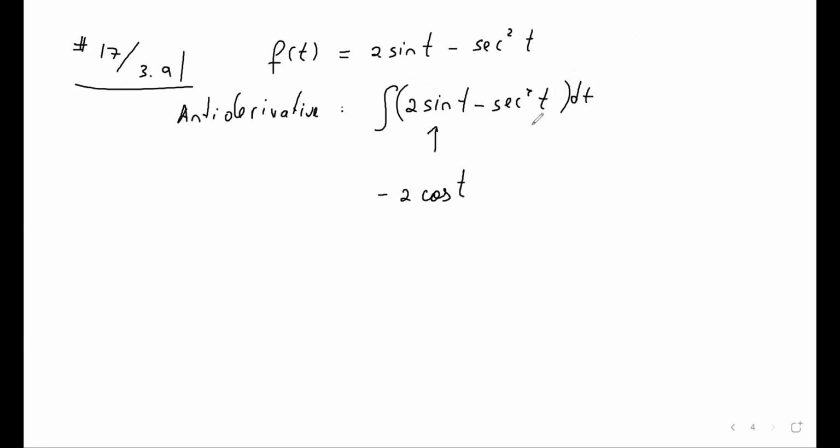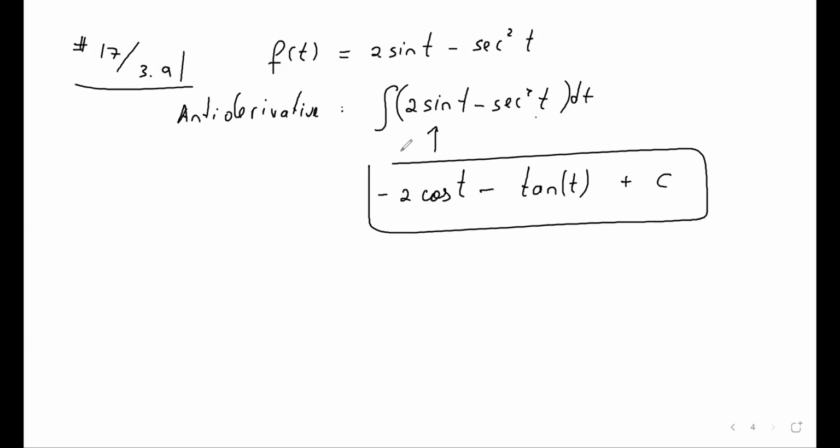You've got to learn those trigonometric antiderivatives, right? For sine, negative cosine. For secant squared, in this case, it is tangent, tangent t. So let's put a nice t here. So tangent of t, that's going to be the antiderivative here, and plus c. This is the antiderivative.